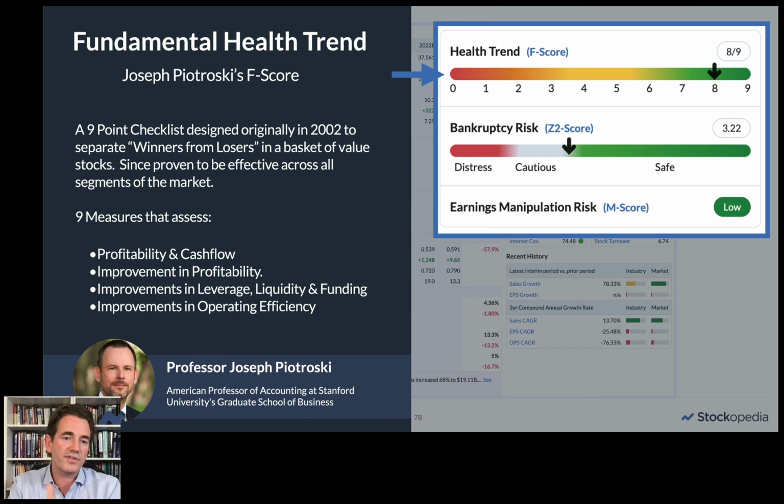So yes, it looks for profitability and cash flow, but also improvement in profitability from last year to this year, improvements in paying down debt, improving liquidity, ensuring it's funding itself, and that its operations are getting more efficient. So if this is high, 8 or 9, you know it's getting better. So often when you've got a bad company, or what looks like a bad company, a cheap company, but you see it's got a good health trend, that can be a really good leading indicator of improvement.